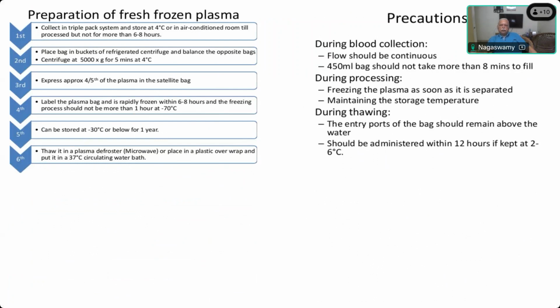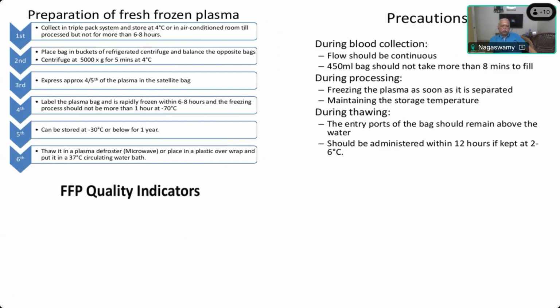The precautions you have to take are, again, flow should be continuous, with no interruption. 450 ml bags should be used, not more than that. During the procedure, freeze the plasma as soon as possible and maintain the storage temperature. During thawing, the entry ports of the bag should remain above the water level. No water should enter inside if you are doing it in the water bath. And you should administer within 12 hours if you are going to keep it at 2 to 6 degrees centigrade.